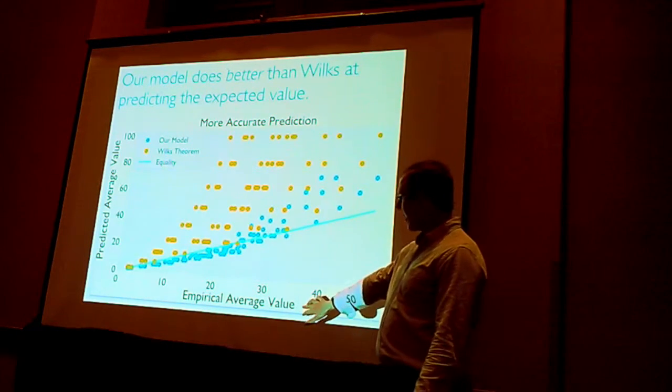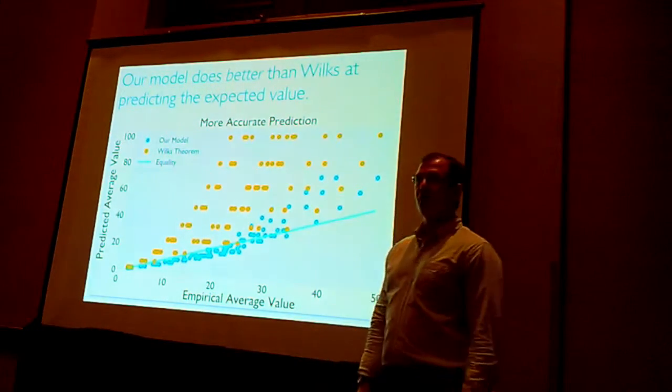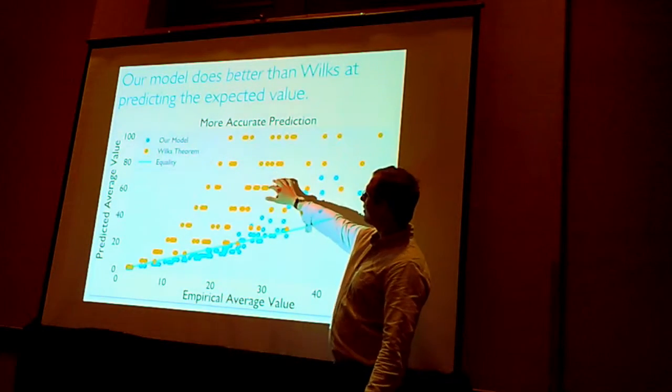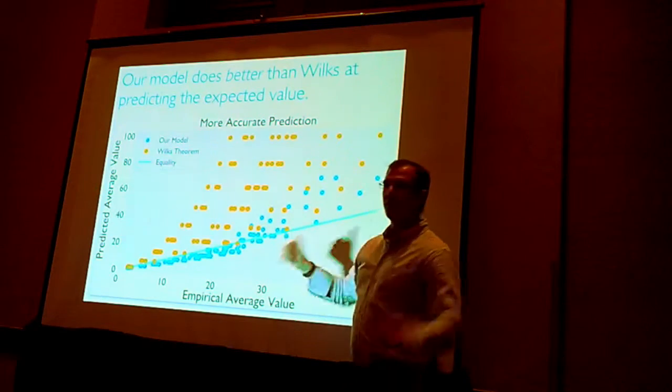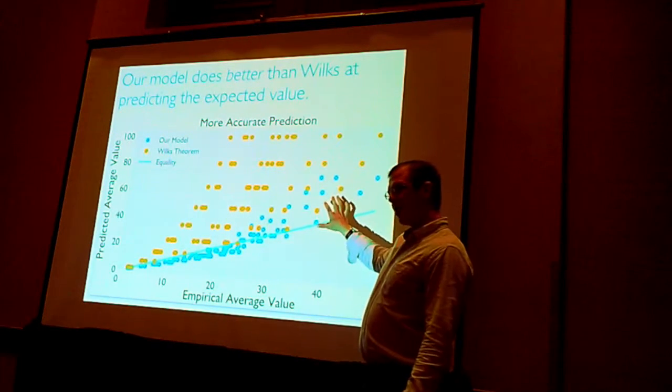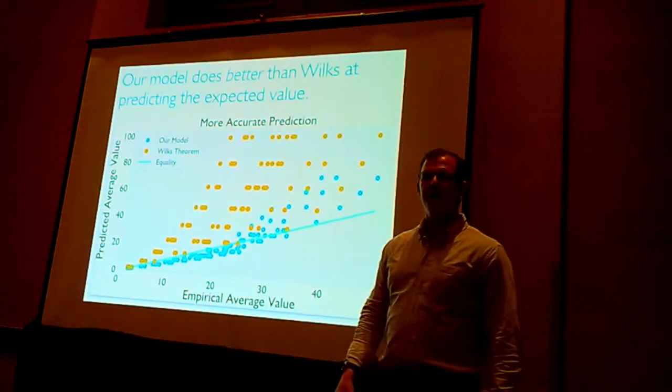So again, empirical average on the x-axis, predicted average on the y-axis. Wilkes theorem shown here in orangish color, it looks like. Way too high. Our model in blue, much better. Still some caveats. We can talk about those offline.